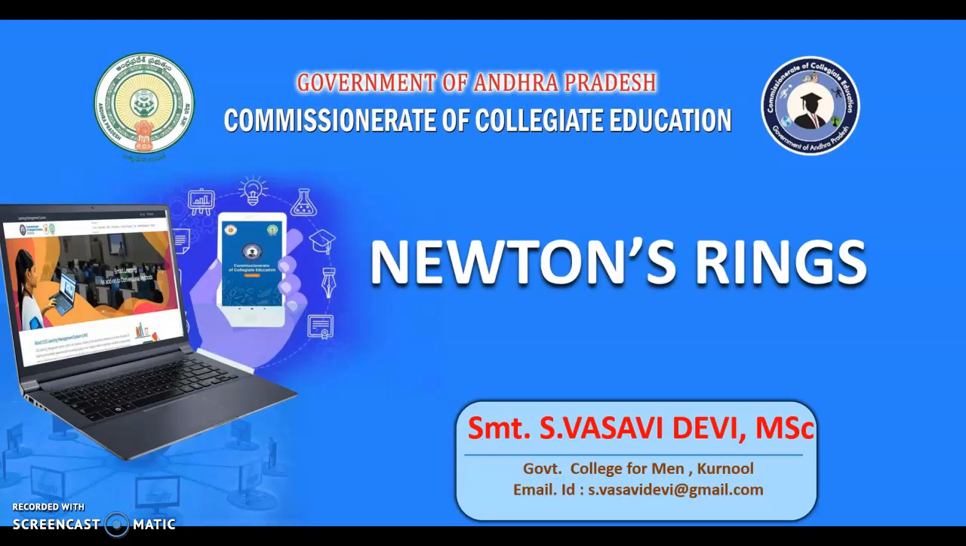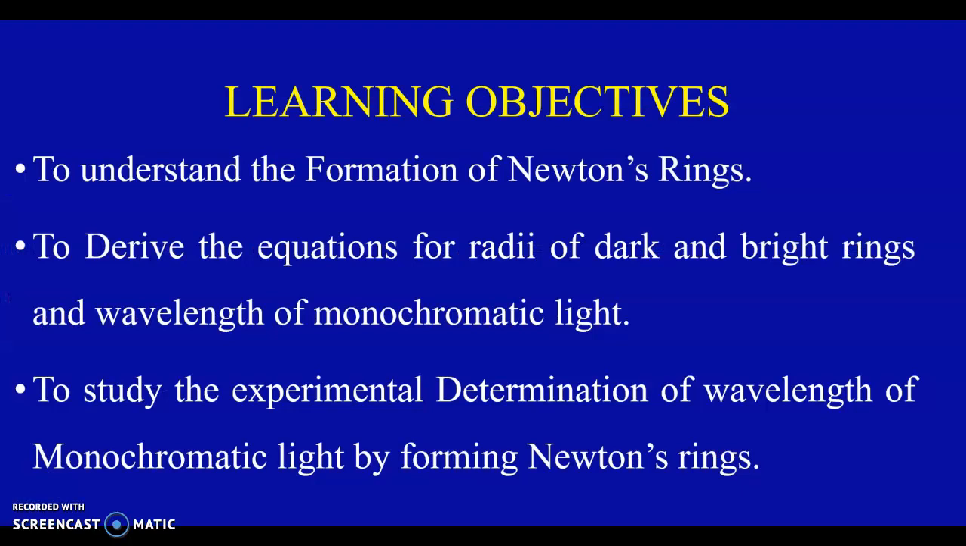Today, I am going to discuss one of the very important applications of interference of light, that is Newton's rings. In this video, we are going to understand the formation of Newton's rings. We are going to derive the equations for radii of dark and bright rings and wavelength of monochromatic light. We are going to study the experimental determination of wavelength of monochromatic light by forming Newton's rings.